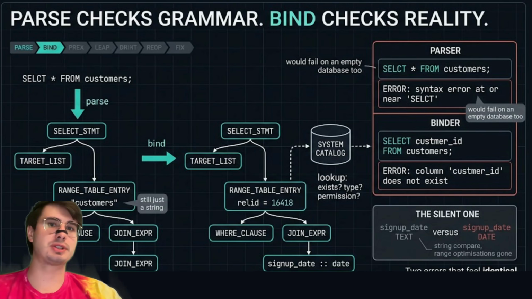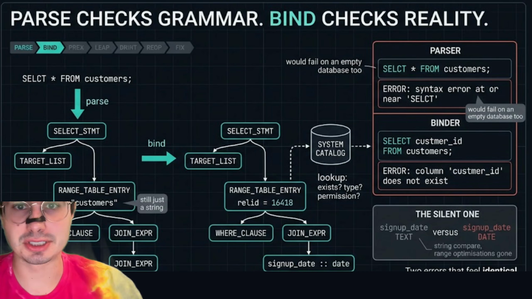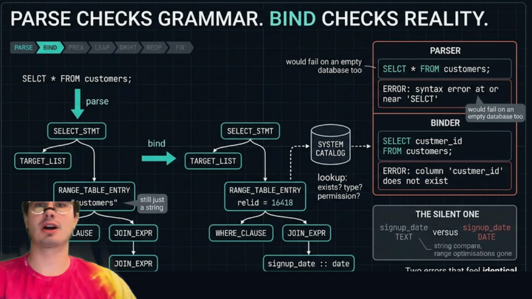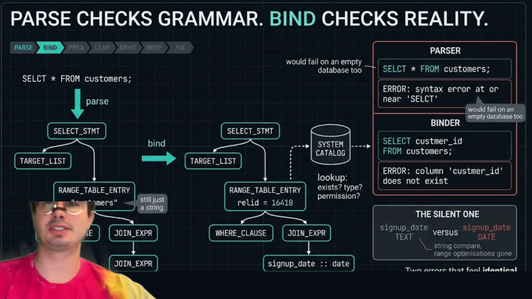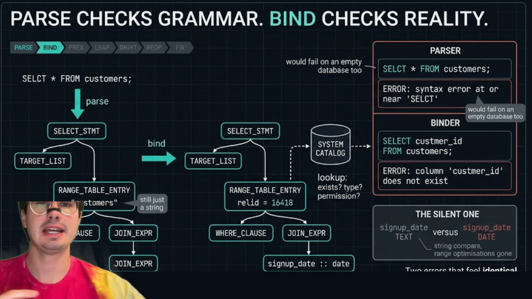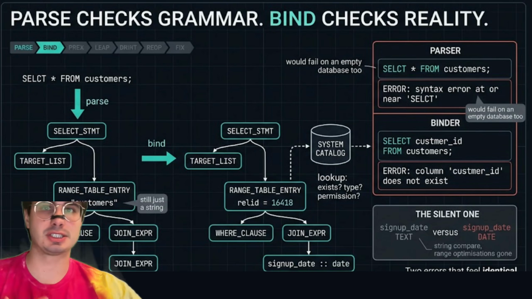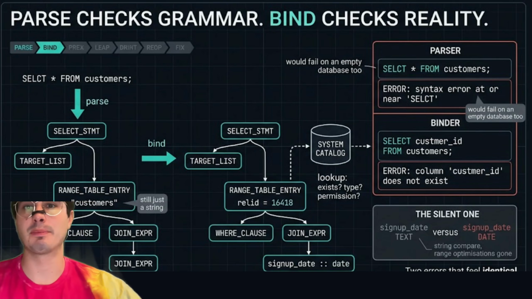And then binding also does something subtle that will matter later, in that it decides types, and types decide what operations are legal, and that constrains what the optimizer is allowed to do. So if sign up date is a text column instead of a date, that comparison to 2024-01-01 becomes a string comparison, and a whole set of index and range optimizations will quietly become unavailable. So the query will still run, but it's just slow forever, and nothing in the error output tells you.